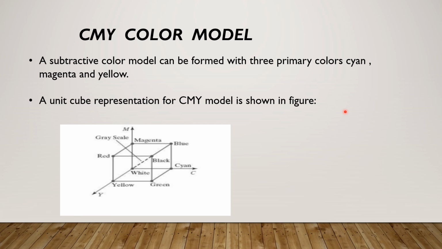CMY color model. A subtractive color model can be formed with the three primary colors cyan, magenta and yellow. A unit cube represents the cyan, magenta, yellow model as shown. As I said in the earlier slide, between red and blue comes magenta, and here comes green and white. You can see from the diagram the CMY color model.